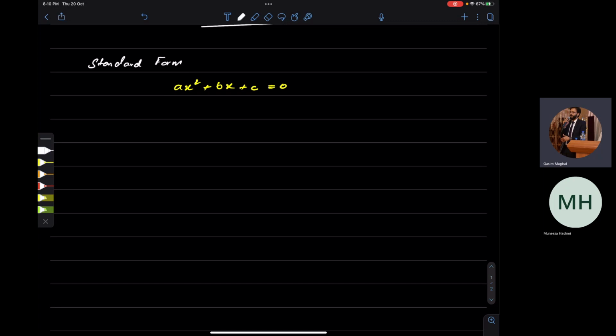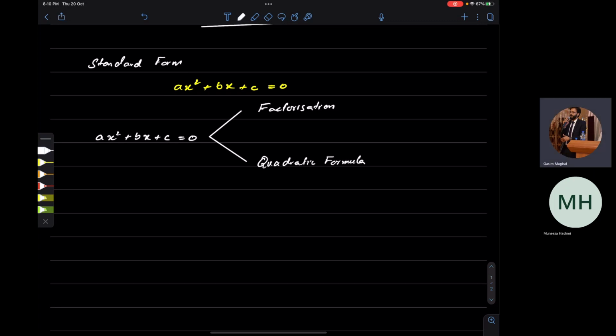Now, there are different ways you can solve a quadratic equation, ax squared plus bx plus c equals 0. I'm talking about the equation in its full form. You can solve this type of equation by two different methods. One is by factorization, and the other one is by using the quadratic formula. These are the two methods.